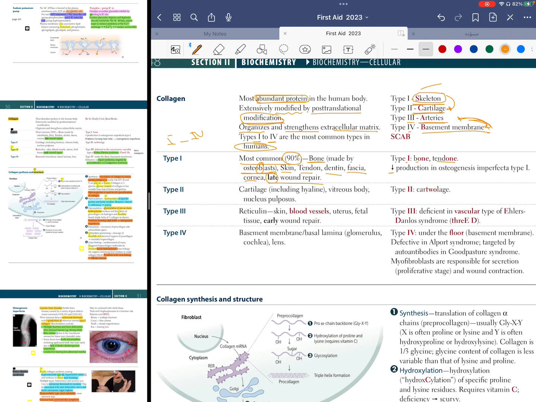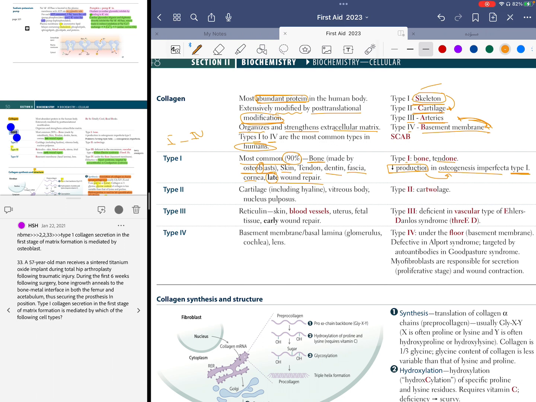There is reduced production of type 1 collagen in osteogenesis imperfecta type 1. So if a patient has osteogenesis imperfecta type 1, he or she could have decreased production of type 1 collagen. Type 1 collagen secretion in the first stage of matrix formation is mediated by osteoblasts, as we said. So all the credit goes to osteoblasts.